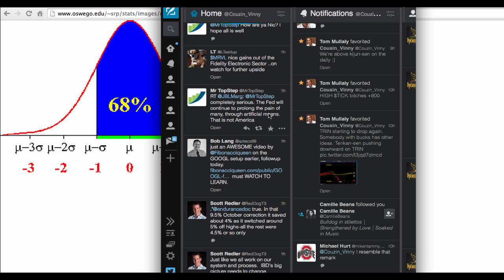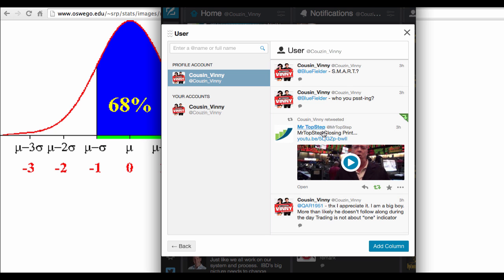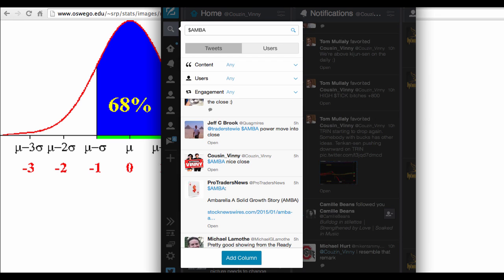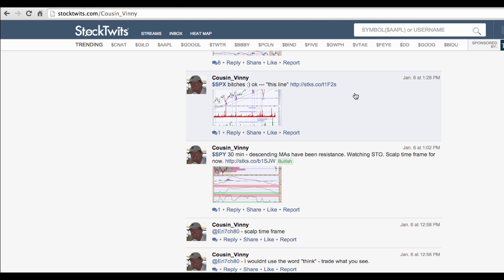So here's something else to consider. If you follow anyone on Twitter and you use TweetDeck, all you have to do is click on a person's handle. This pop-up dialog box will appear. You can click on tweets, and this will give you their entire stream. Here's the bottom line. If you're going to follow me on Twitter or StockTwits, you need to know the time frames that I am posting and understand that I may do something that makes no sense to you. If that's the case, ring me up, send me a tweet, or send me a message on StockTwits, and I'll try to answer it as quickly as possible.